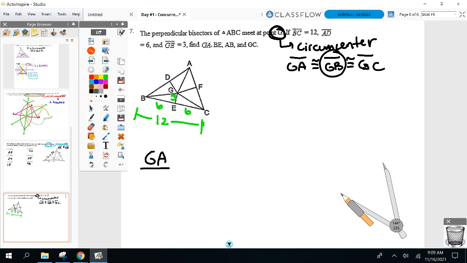How? Ready? What's GE again? Yeah, I know. But what's the name of it? If it's meeting at the circumcenter, this is a perpendicular. Forms a right angle, right? And it bisects, that's why I have 6 and 6. Anybody see how we can find GB maybe? I've got myself a right triangle here, GBE. I've got 3 and 6. I think you guys have been exposed to this. HL. Oh, we're finding a line segment.